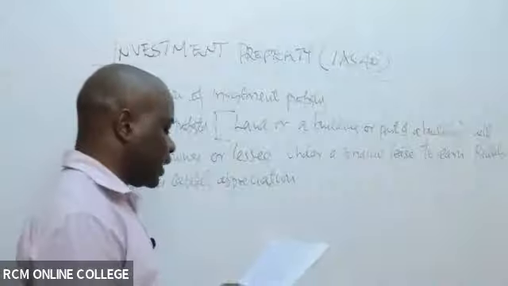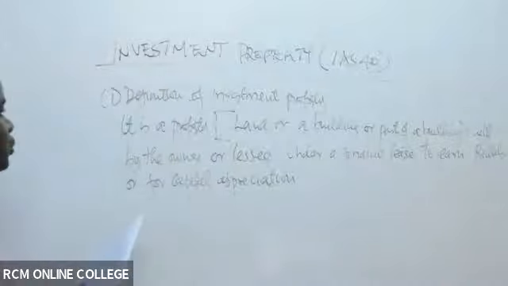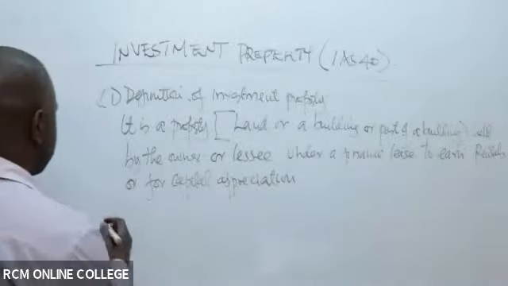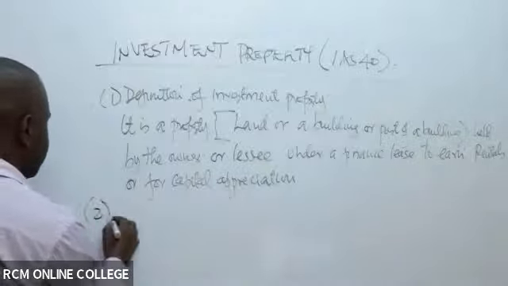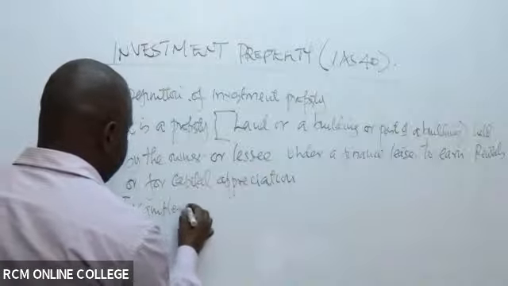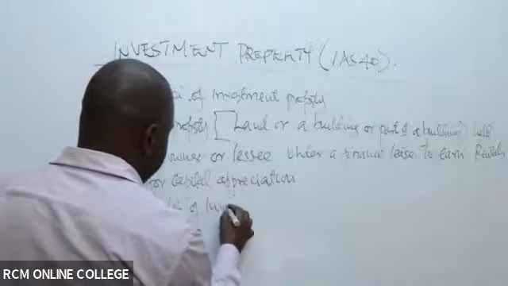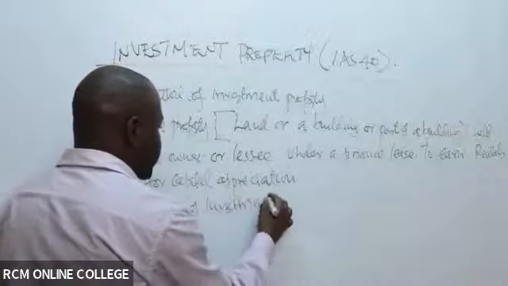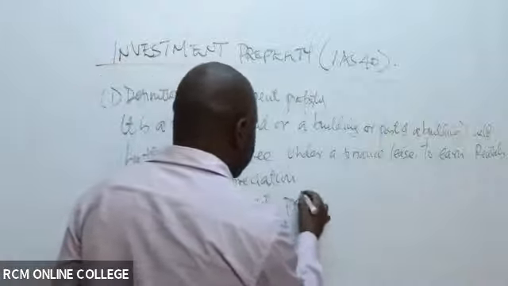So we can give examples. What are the examples? Number 2, key examples of investment property.